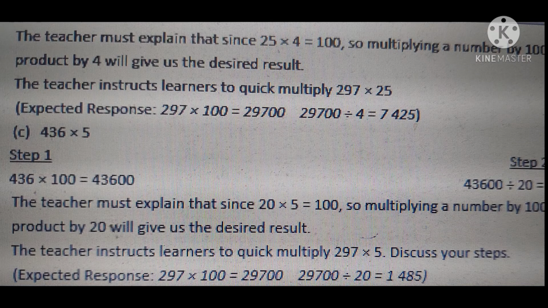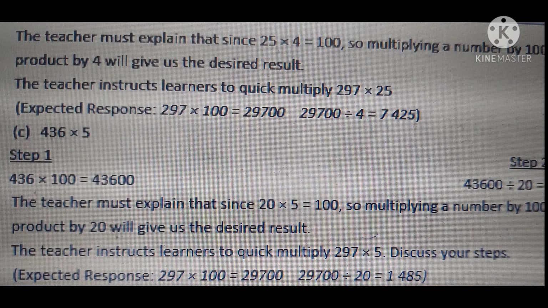43600 divided by 20 gives us 2180. Now the teacher must explain that since 20 into 5 gives us 100, multiplying a number by 100 and then dividing the product by 20 will give us the desired result.